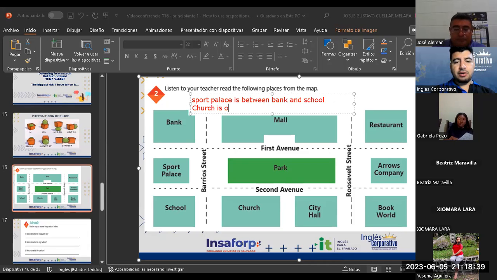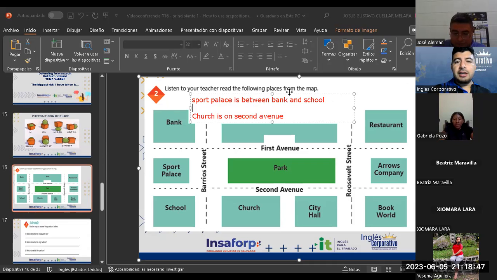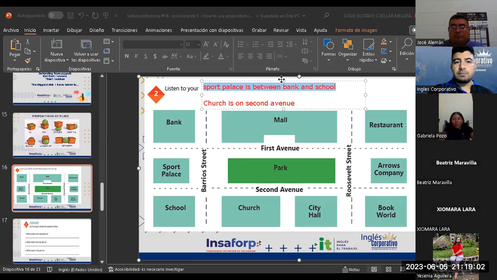Church is on Second Avenue. Okay, look at this. Podemos tomar cualquiera de esos ejemplos and we have to say it, lo vamos a comentar in the chat, okay? You can use the first option or the second one, okay? So, do it and then we're going to read it. Ya la vamos a leer, okay? Le doy un par de segundos.